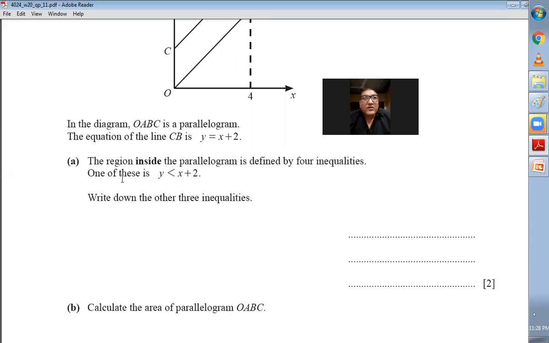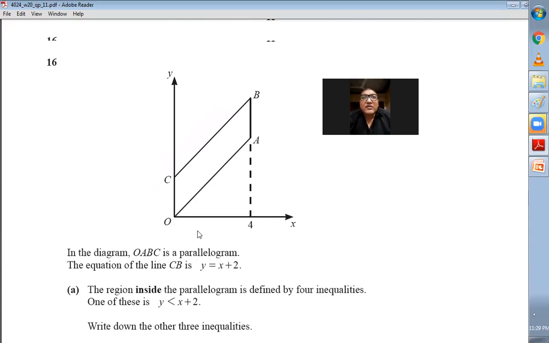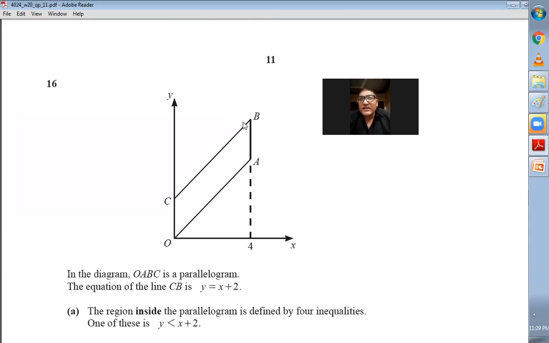Now their question is, basically, he wants you to write the region inside the parallelogram defined by 4 inequalities. One of these is y less than x plus 2. Write down the other 3 inequalities. So first of all, I have to recognize the lines between which that area is bound. So one line is this AB line.